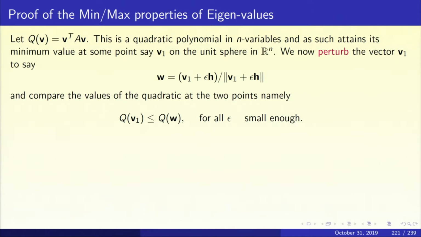As I mentioned, it's a polynomial in n variables, a polynomial in the components of V, and as such it attains its minimum at some point, say V1, on the unit sphere in Rn, as I explained to you. Now let us take another vector W, which is a perturbation of V. Namely, take V1 plus epsilon h. So the minimum is attained at V1.